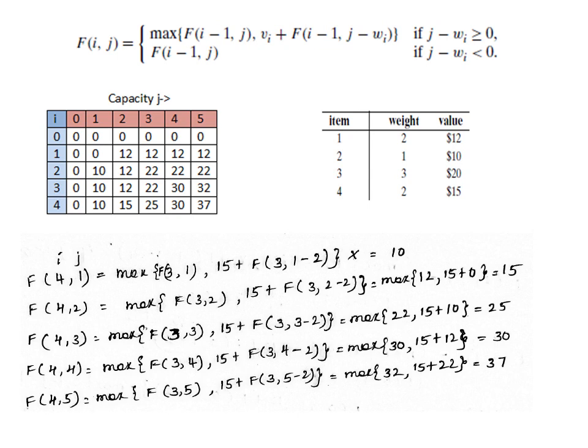Then f of 4 comma 5, this is the last value and it is the answer for the solution. f of 4 comma 5 is equal to maximum of f of 3 comma 5 comma 15 plus f of 3 comma 5 minus 2, that is 3 comma 3, which is equal to maximum of 32 comma 15 plus 22, that is 37. Among 32 and 37, the maximum is 37. That is the answer. That is, f of 4 comma 5 is the answer for the dynamic knapsack problem for the given values.